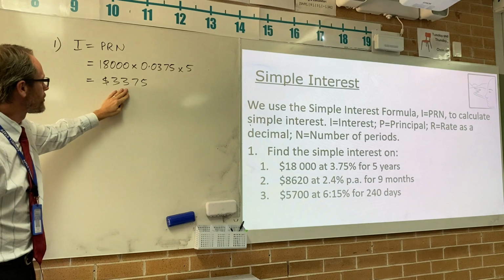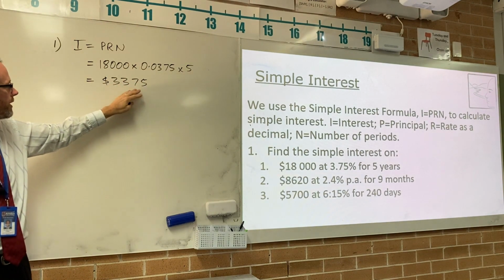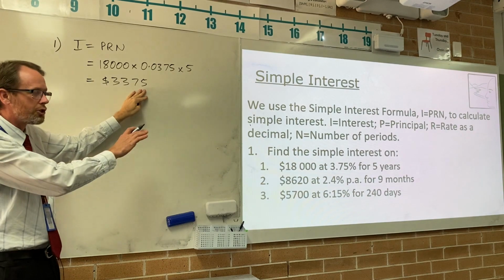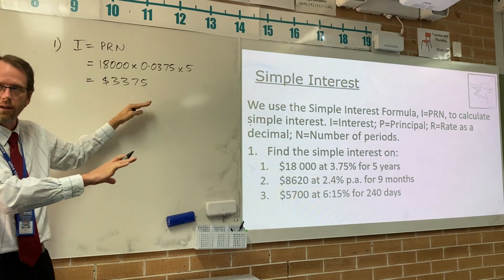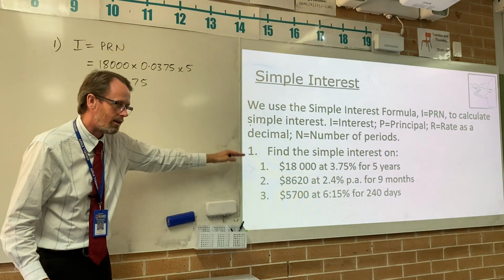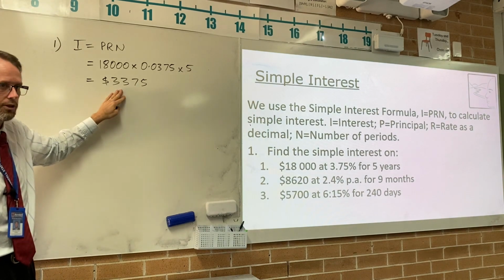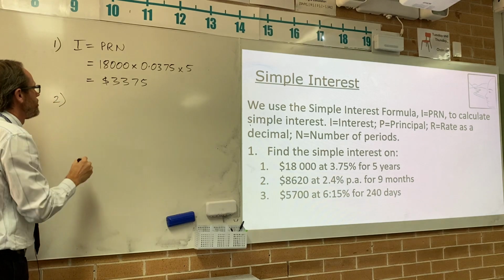Okay. So when you type it in like that, $3,375 is the simple interest. That's all this question is asking for. Now, if you invested that in a bank account and got it back at the end, you get the 18,000 plus the 3,375. Yeah? Let's have a go at question 2.